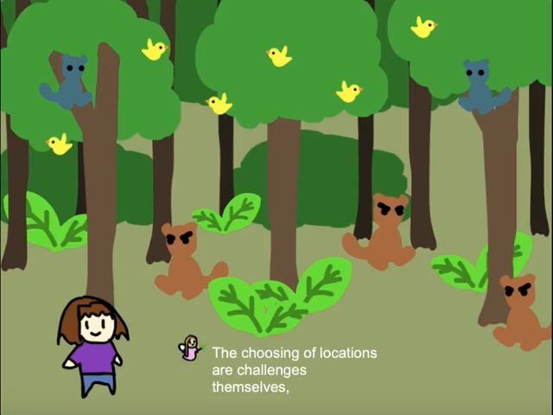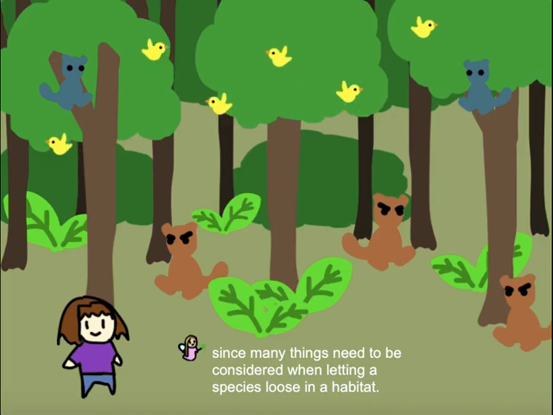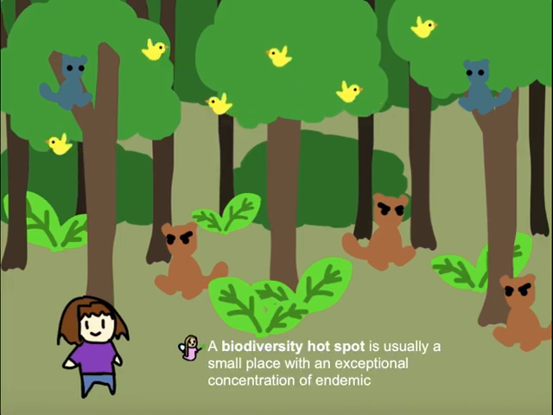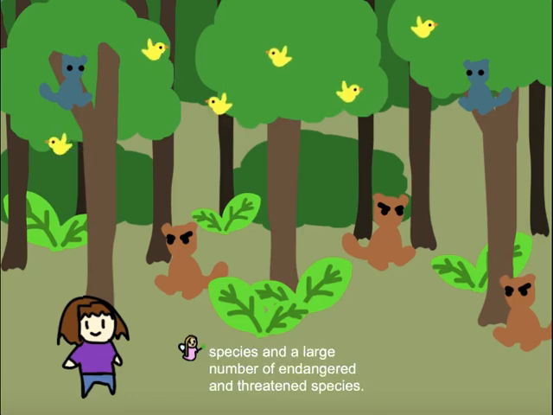To slow the loss of biodiversity, governments have set aside 7% of the world's land in forms of reserves. The choosing of locations are challenges themselves, since many things need to be considered when letting a species loose in a habitat. A biodiversity hotspot is usually a small place with an exceptional concentration of endemic species and a large number of endangered and threatened species.